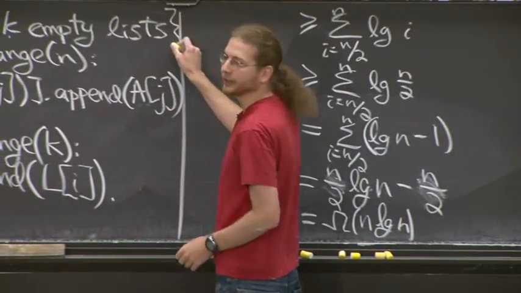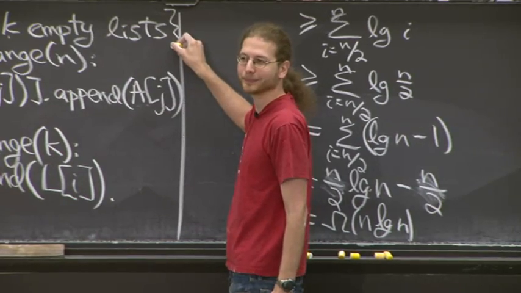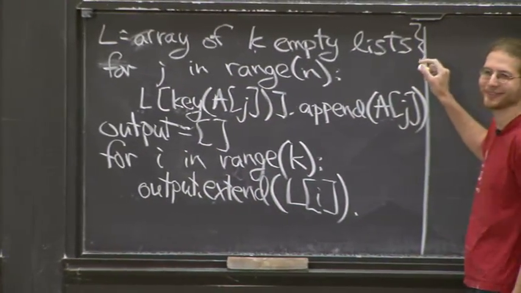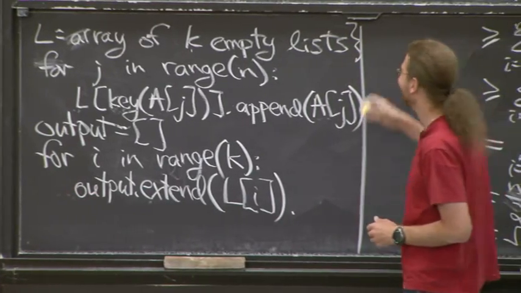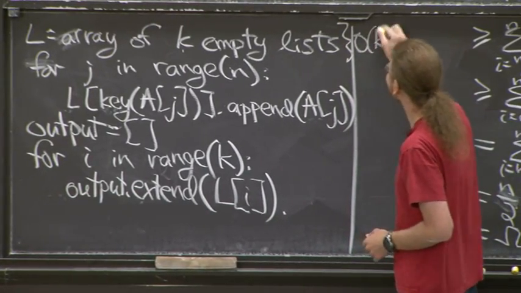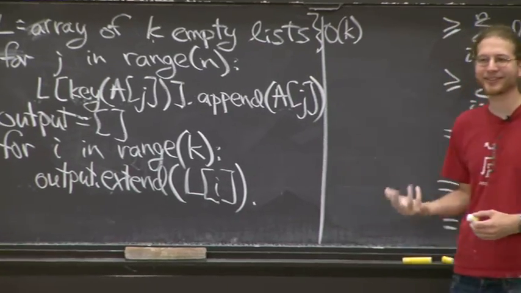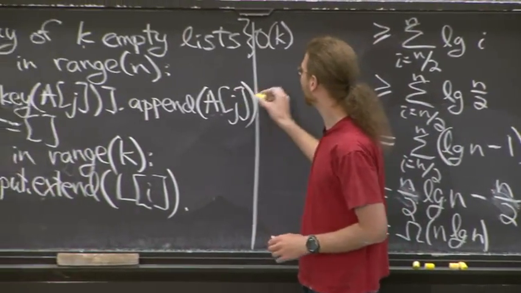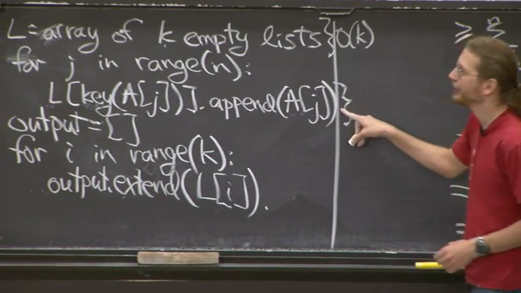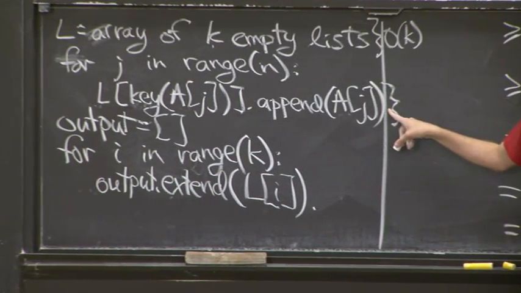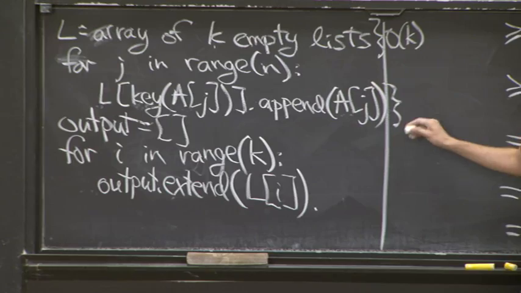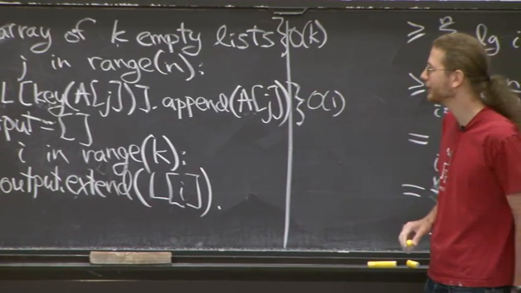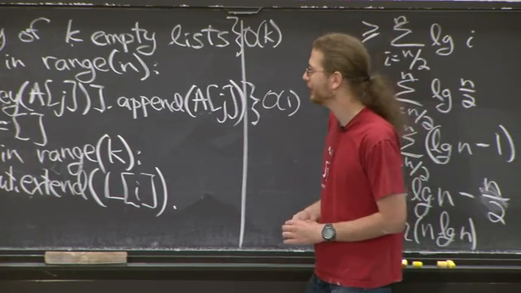How long does this take? How long does this step take? N? Nope. Constant? Nope. K. Go through all the options. Sort of k time. To create an empty list takes constant time. There are k of them. Okay? How long does this step take? Just the append. Constant. Good. Remember, append is constant time from the Python model, or your favorite model, anything.